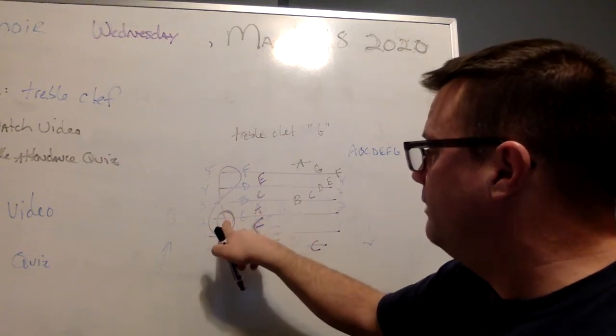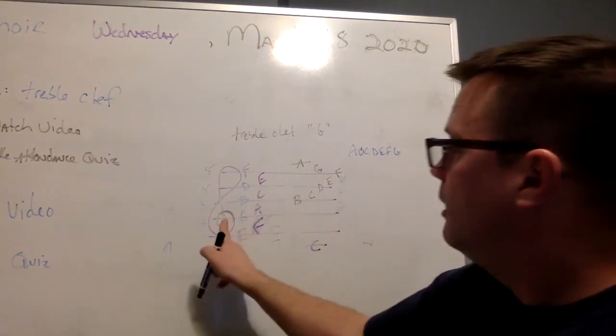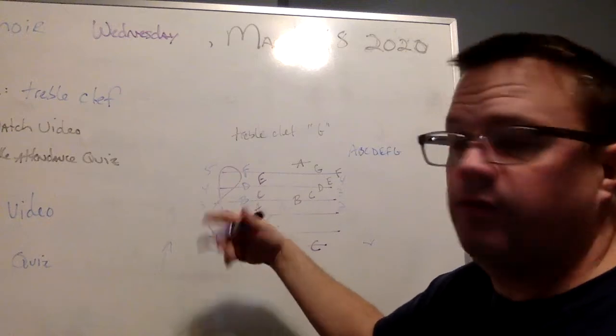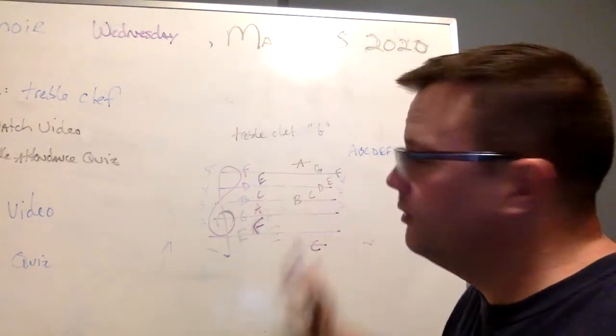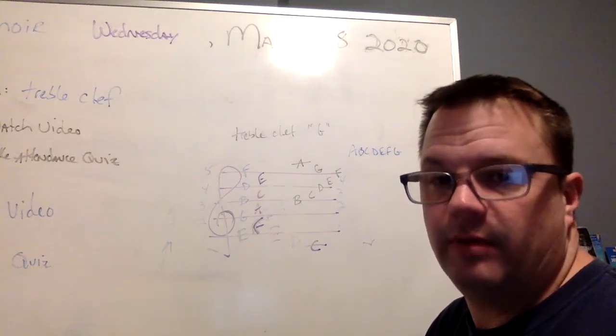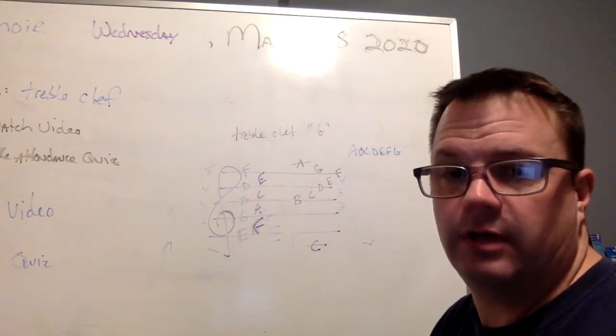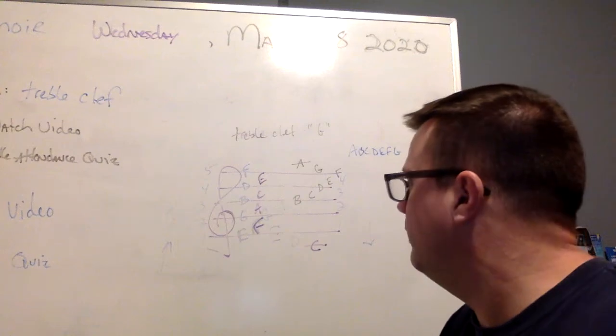and the alphabet, which is A through G, as you go up, moves forward in the alphabet, and as you go down, moves backward in the alphabet. Between all those little things, you're going to be able to find any note you want on the treble clef. I'm sure of it. Okay?